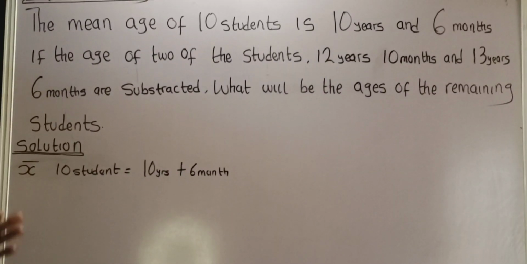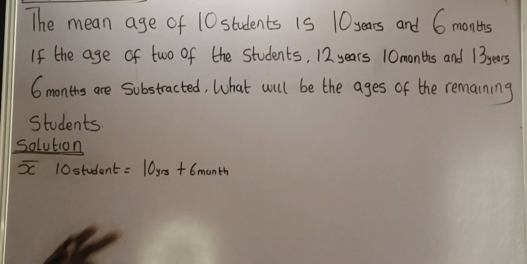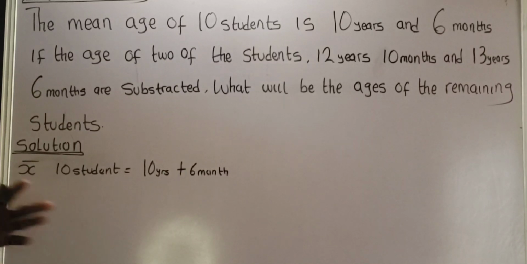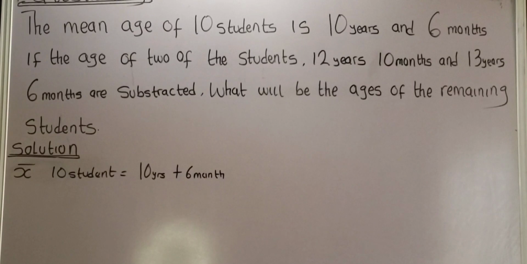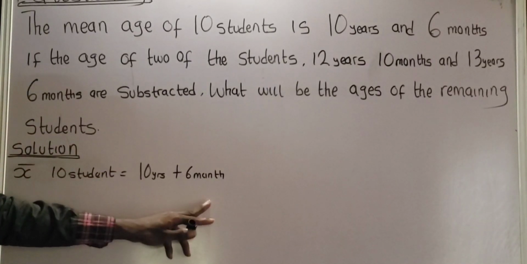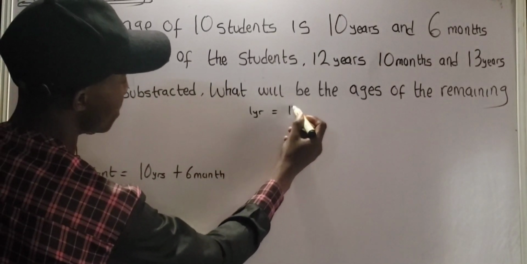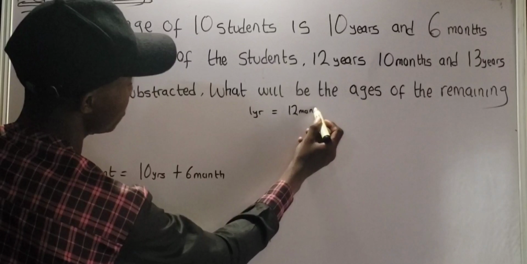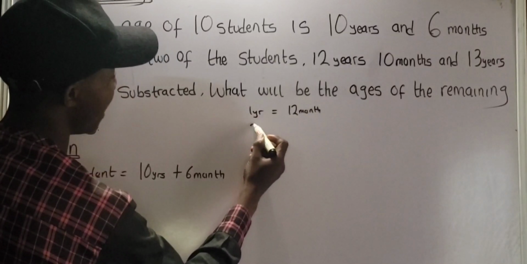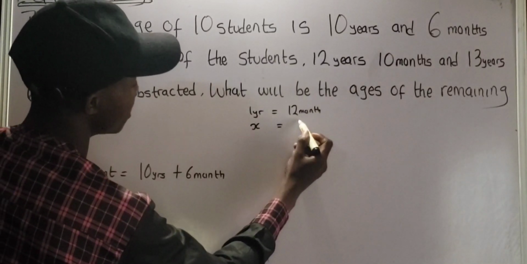Let us convert the 6 months into years and then add it to 10 so that we'll be able to compute our answers easily. Are you getting what I'm saying? So if you want to convert 6 months to years, don't forget that 1 year is equal to what? 12 months. So X years is equal to 6 months.